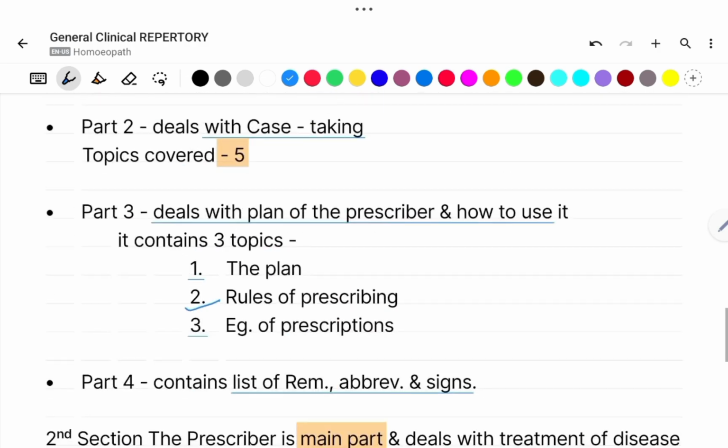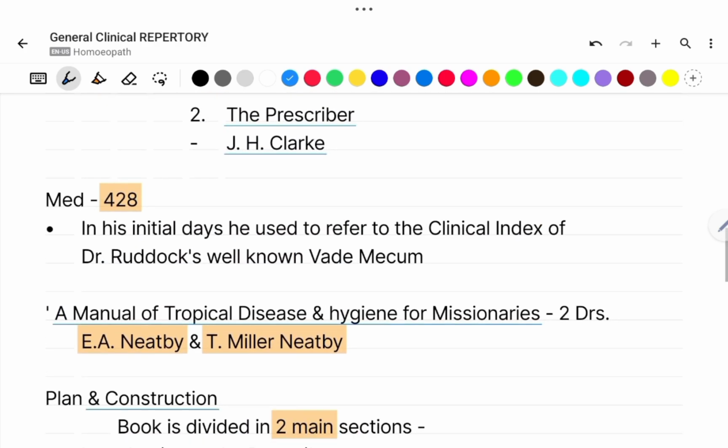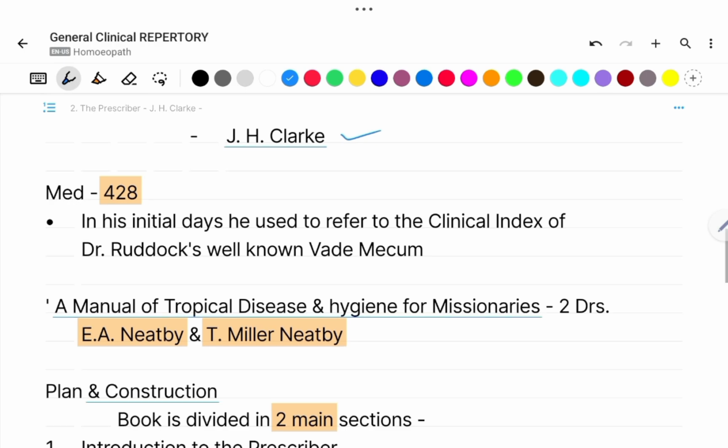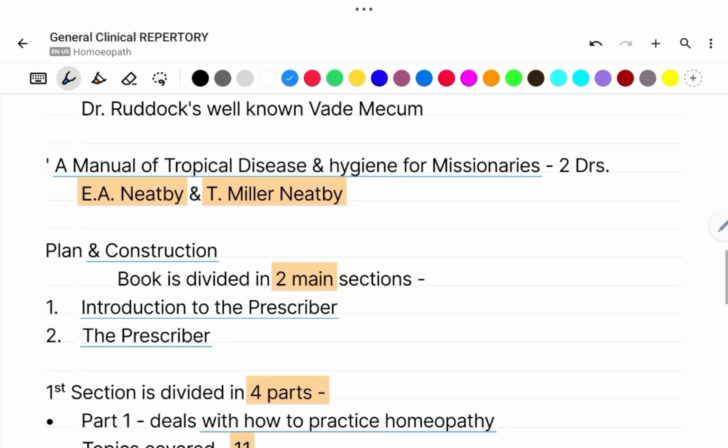So this was all about the prescriber. The main points of this repertory: it is given by J.H. Clark. Total number of medicines 428. There is another important book, A Manual of Tropical Disease and Hygiene for Missionaries by E.A. Needby and T. Myler Needby.